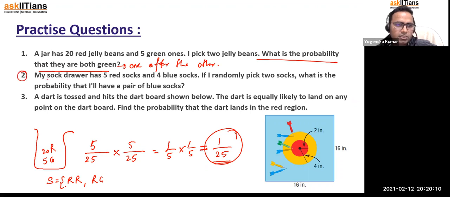Let's come to the next question. My sock drawer has 5 red socks and 4 blue socks. If I randomly pick up 2 socks, what is the probability that I'll have a pair of blue socks? Okay, 5 red, so red 1, red 2, red 3, red 4. Let me do it on the next page. I have 5 red, and we are picking up 2.